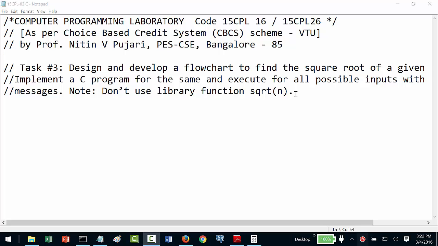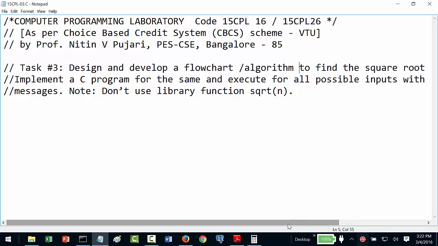Welcome to task 3. Task 3 is to design and develop a flowchart and algorithm. Okay, we will also put the algorithm. We are not doing flowcharts; flowcharts you people can try. Flowchart or algorithm to find the square root of a number.